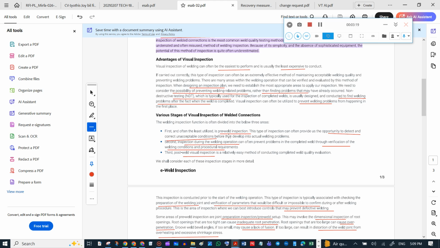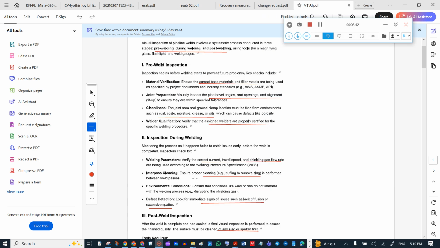Pre-weld inspection provides the opportunity to detect and correct unacceptable conditions before they develop into actual welding problems. And during the welding operations, we can prevent problems through verification of the welding conditions and the procedure requirements. What does this mean? This means that during the visual inspection during welding, we are checking the welding parameters like correct current, travel speed, shielding gas flow rate, etc.